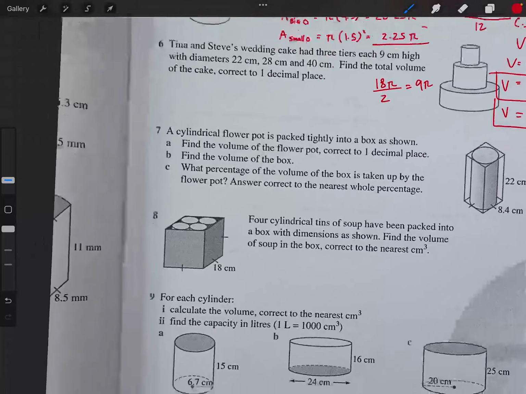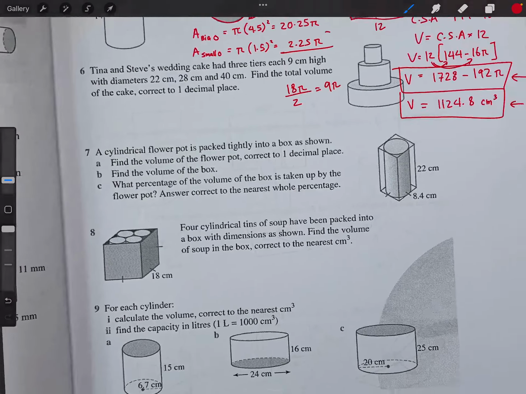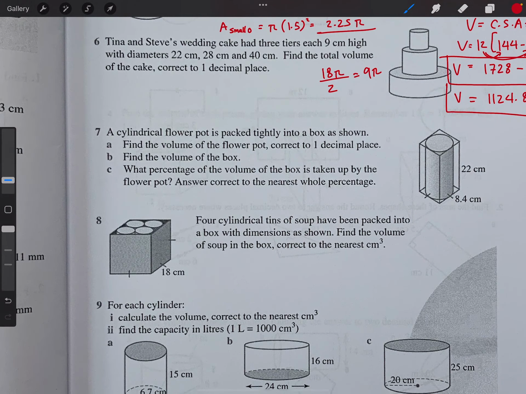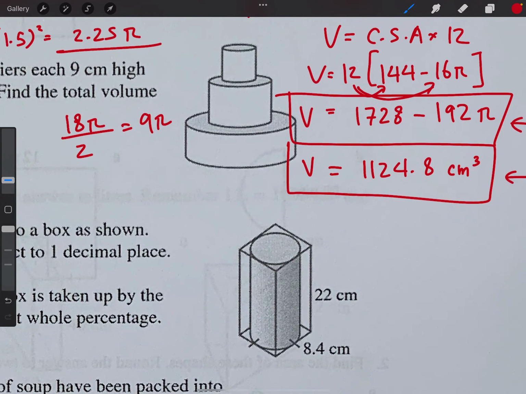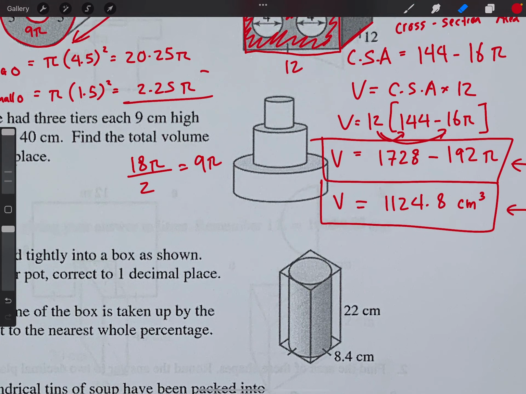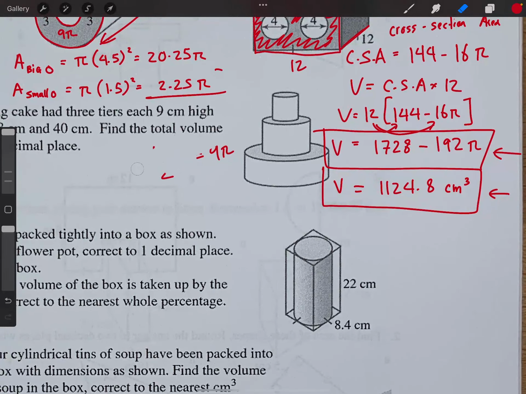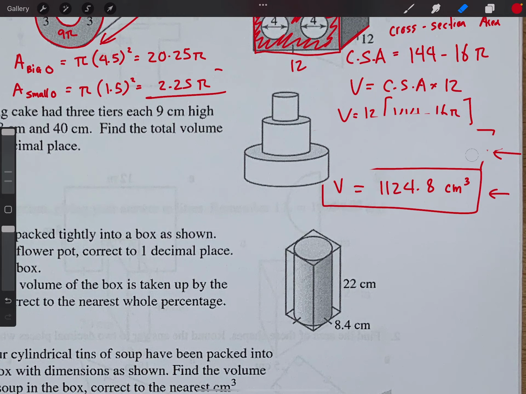Alright, next question. Question 6. Tina and Steve's wedding cake had 3 tiers, each 9 centimeters high with diameter 22 centimeters, 28 centimeters, and 40 centimeters. Okay, I need to rub this stuff out, just to make room for this next working out bit.